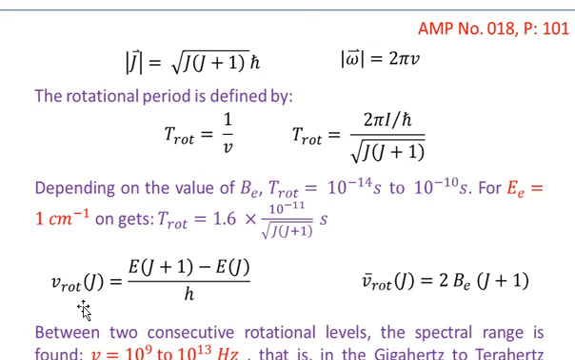Nu rotational as a function of J is equal to E as a function of J+1 minus E as a function of J, divided by h. So if E at two different values in a rotational system is known, you can find very easily the rotational frequency. So the rotational frequency as a function of J can simply be written as 2 multiplied by the rotational constant Be multiplied by J+1.